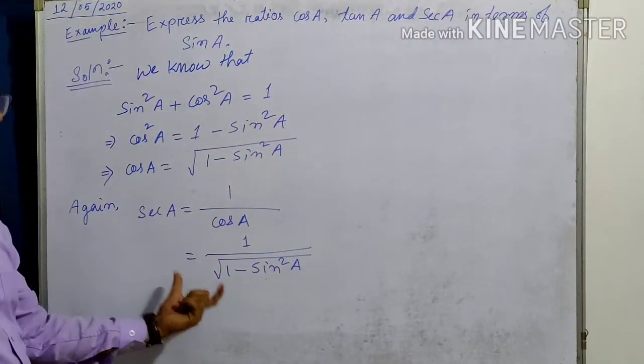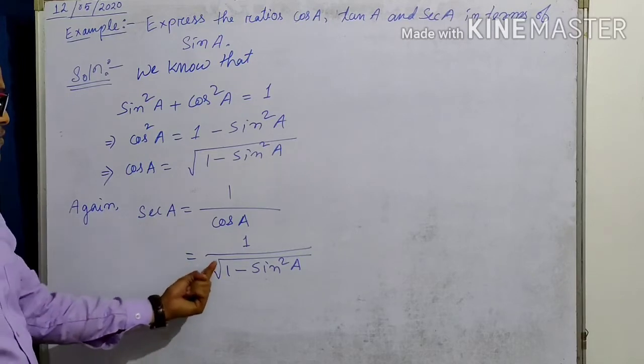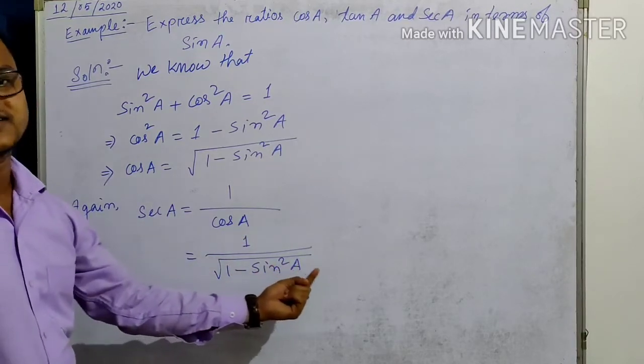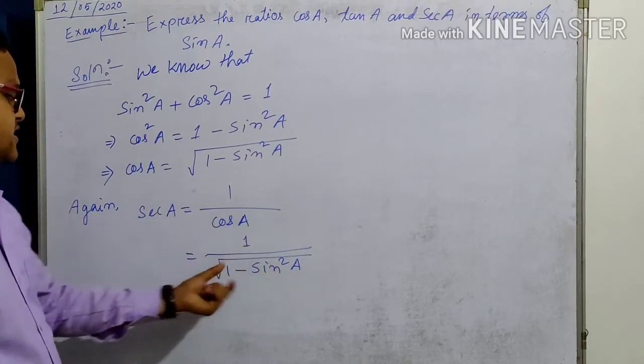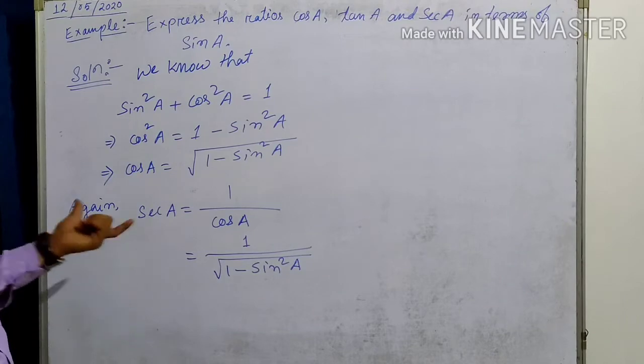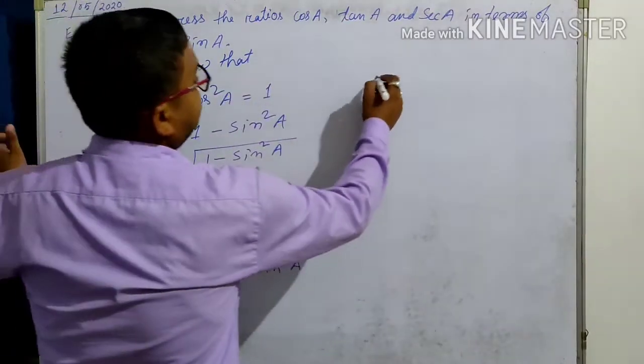So here also we get sec a equal to 1 by root over 1 minus sin square a. Here also we express sec a in terms of sin a. Now the last one is you have to express tan a.